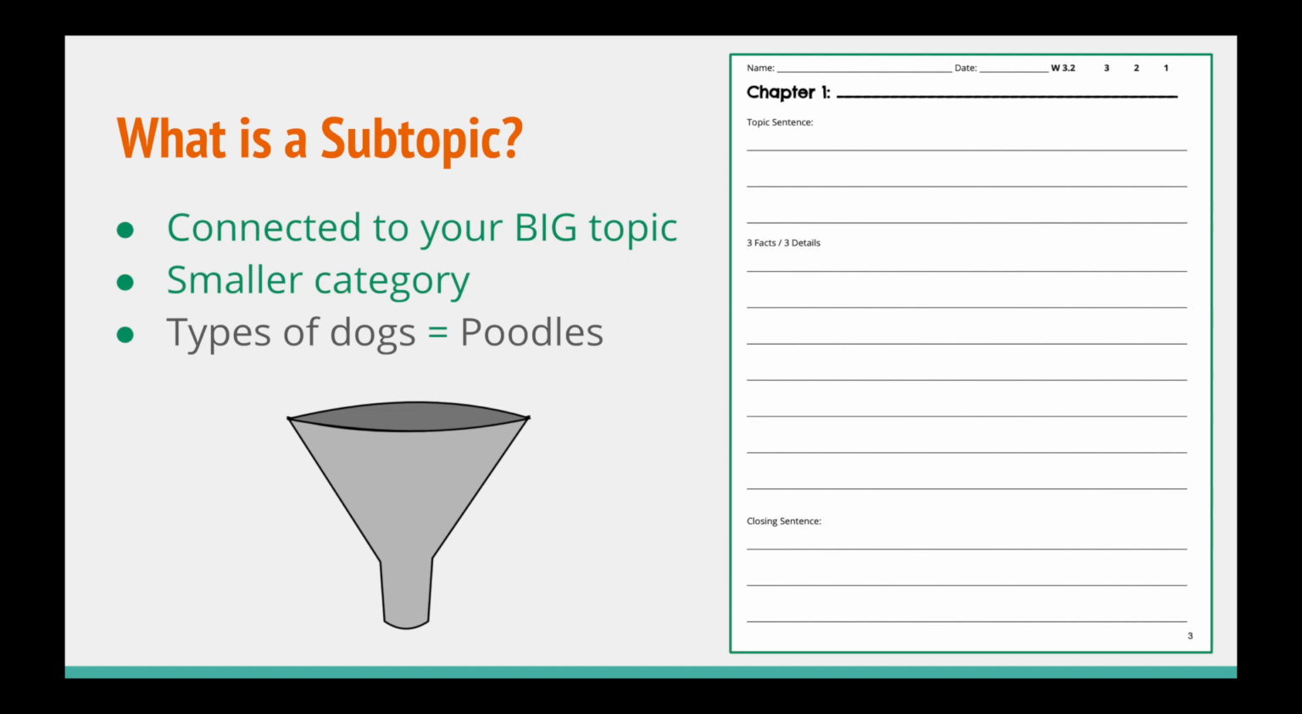I kind of explain it to my students like using a funnel. With a funnel, you pour liquid in and the funnel starts off really big at the top and then gets narrower and narrower as you go down. Same with your writing. You start with a big topic and narrow it down more and more through your writing as you add facts and details.